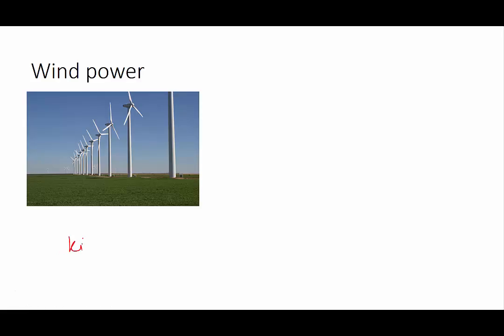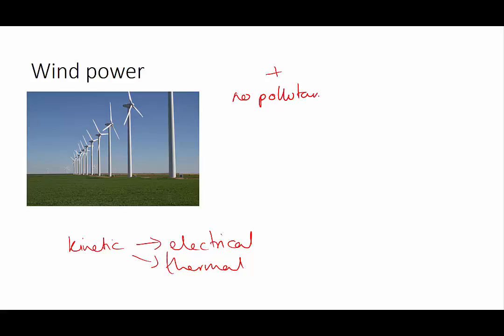Wind power. So wind power takes the kinetic energy, the motion of the wind, and uses that to turn a turbine, which turns a generator, which creates electrical energy. And of course releases some waste energy as heat. The advantages of using wind power, as with solar power, it's renewable. There's no pollutant gases.